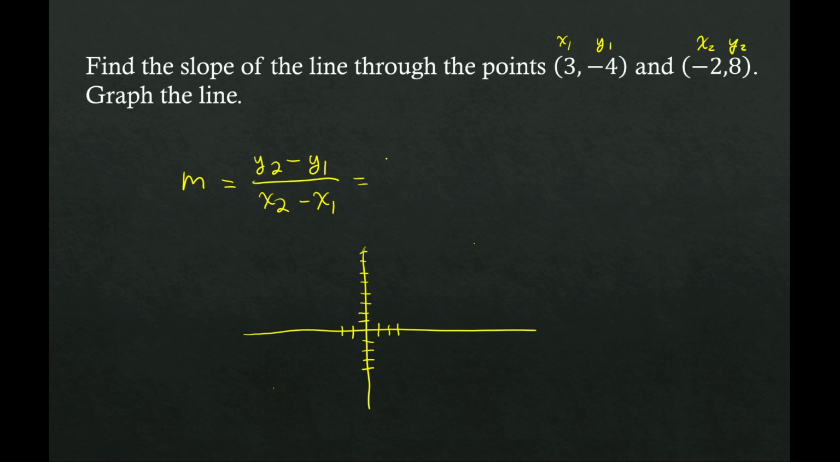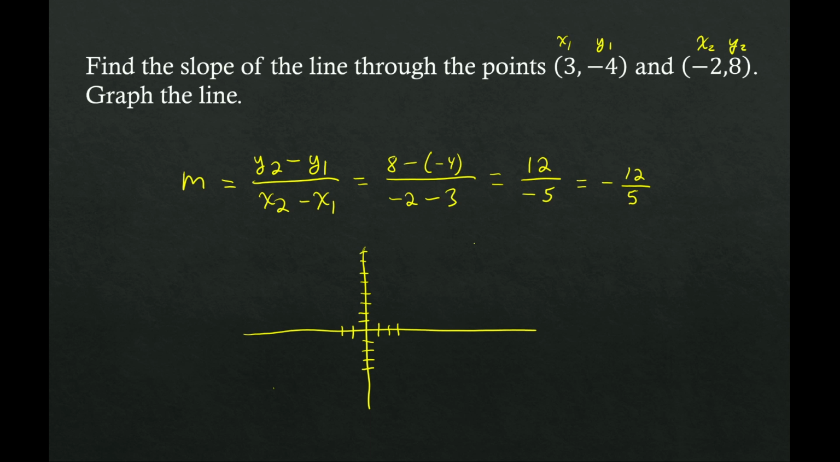So our y sub 2, 8, minus the y sub 1, -4, over the x sub 2, -2, minus the x sub 1, 3. And so we'll end up with 8 minus a -4, which is going to be 8 plus 4, so that'll be 12. On the bottom, we get -5, which is the same thing as -12 fifths.